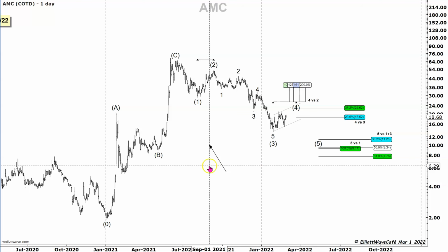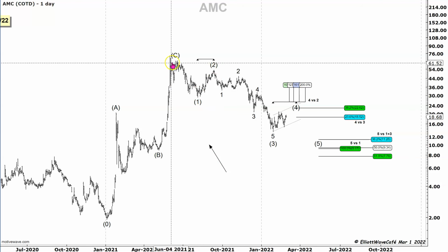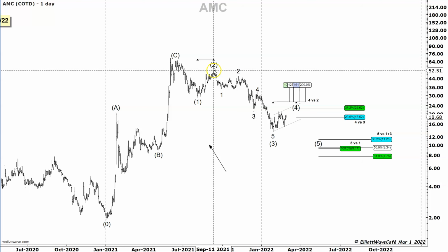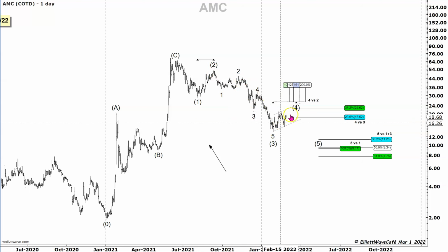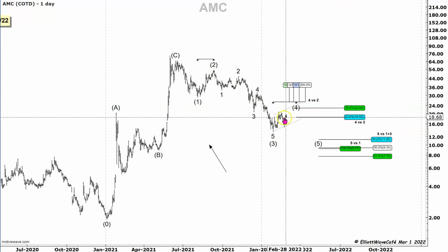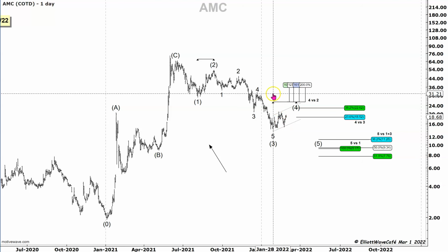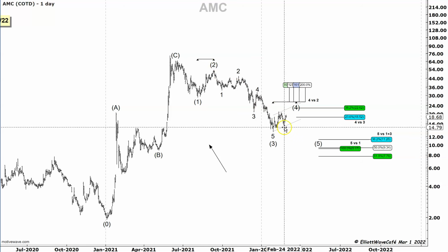Now, you might ask me, hey, what if this is an ABC? Now, this is an A wave, and that's a B wave, and this is a 1, 2, 3, 4, and 5, you see, and you're done. Well, this move in here tells me that we're not done. To be done, you have to climb back towards $32, at least to kind of give a little bit of confidence that this downtrend is over.